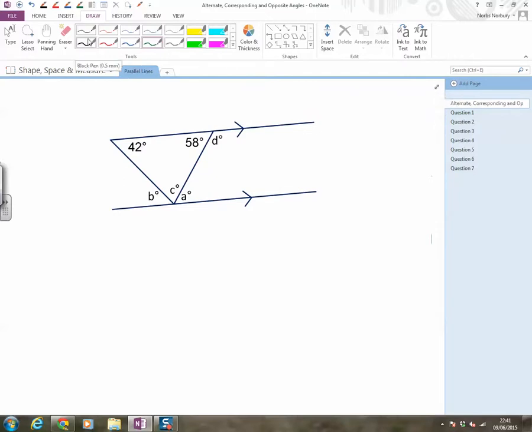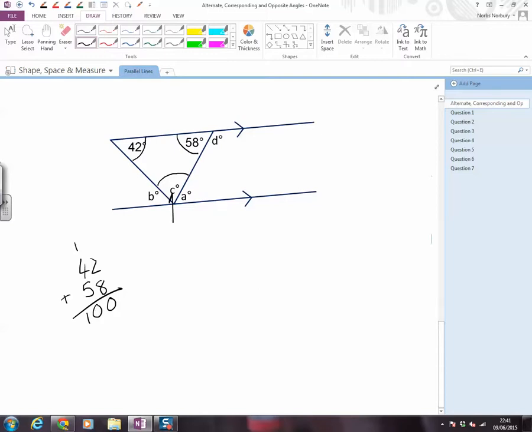Let's take it carefully. If this angle is 42 and this angle is 58, then I should be able to work out this angle, not through anything that we've learned today, but because we've got a triangle, and the angles in a triangle, as we know, add up to 180. Well, if I add those two up, we get 100. So this angle here has to be 180 minus 100, which is 80. So C equals 80 degrees.